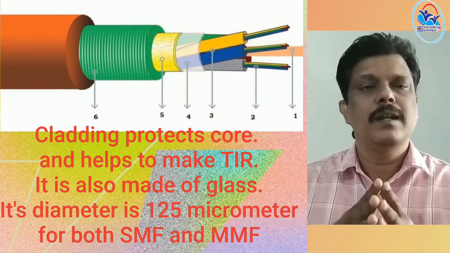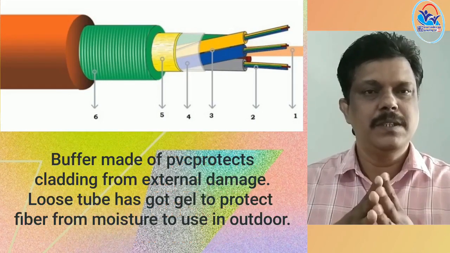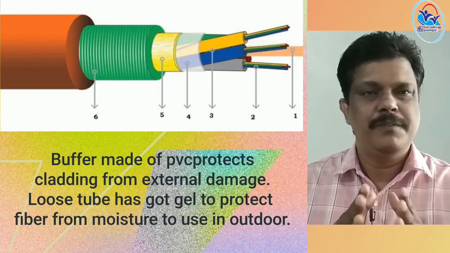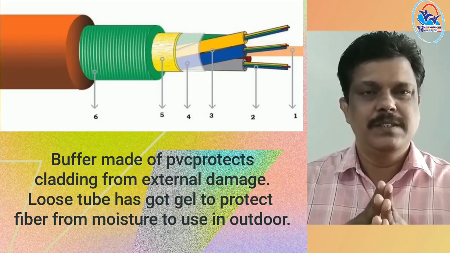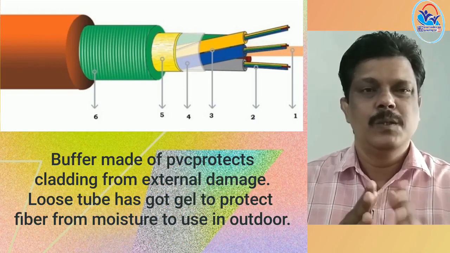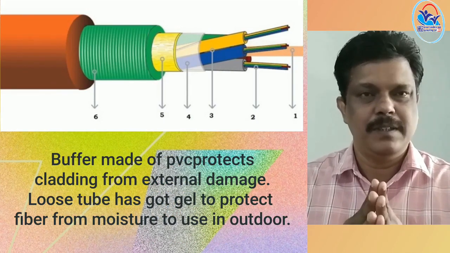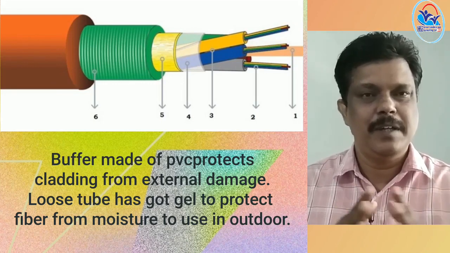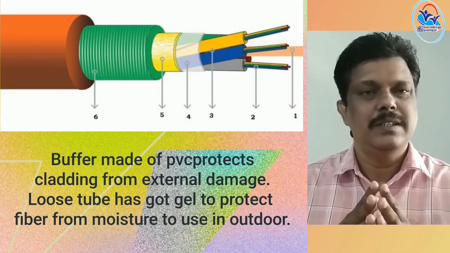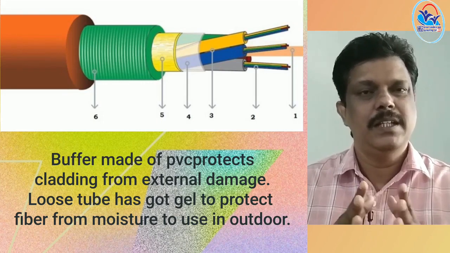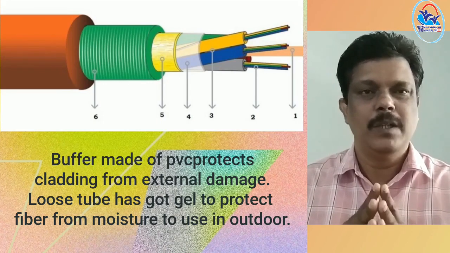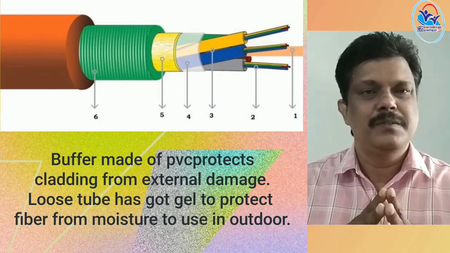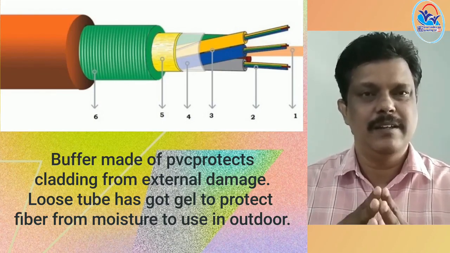To protect the core and cladding, we provide a PVC coating over the cladding. This is called buffer. There are two types of buffers. They are loose buffer and tight buffer. In loose buffer, surrounding the optical fibers, there will be a gel. Gel gives protection from moisture. In the case of loose buffer, the fibers are free to move inside the gel.